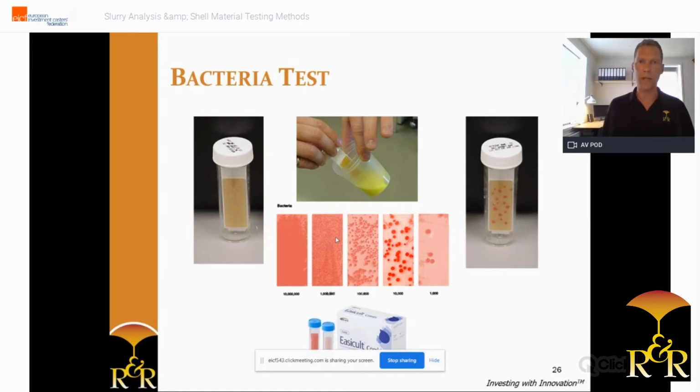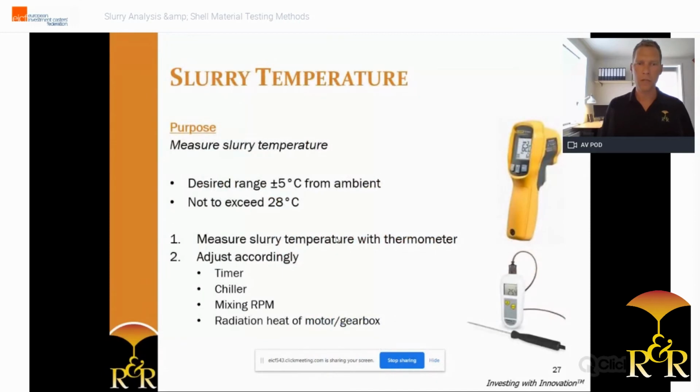So explain that. Slurry temperature. Why should I measure it?